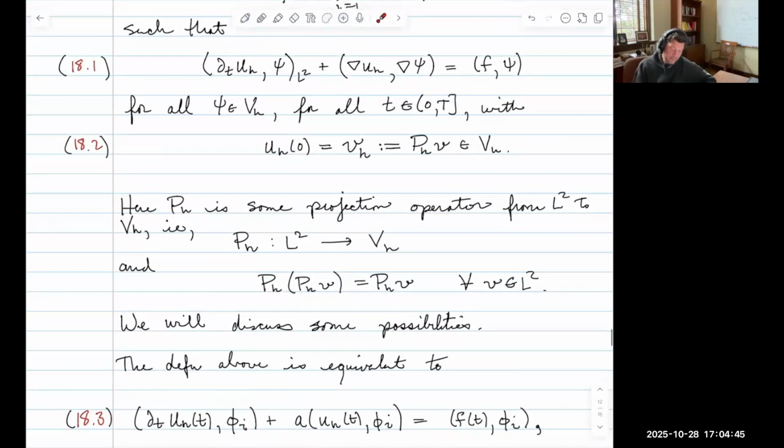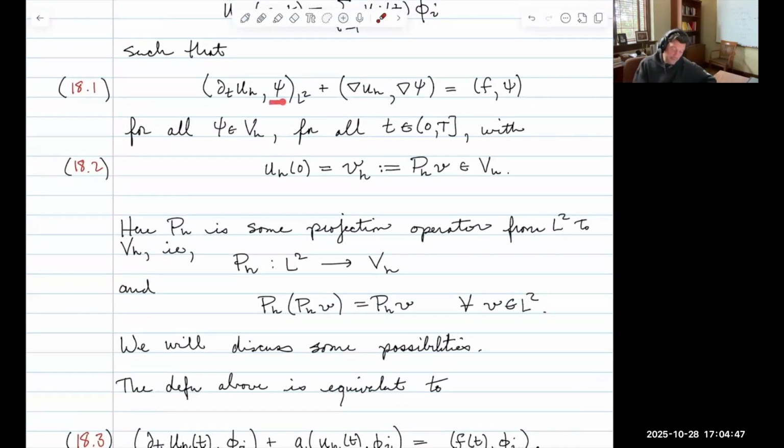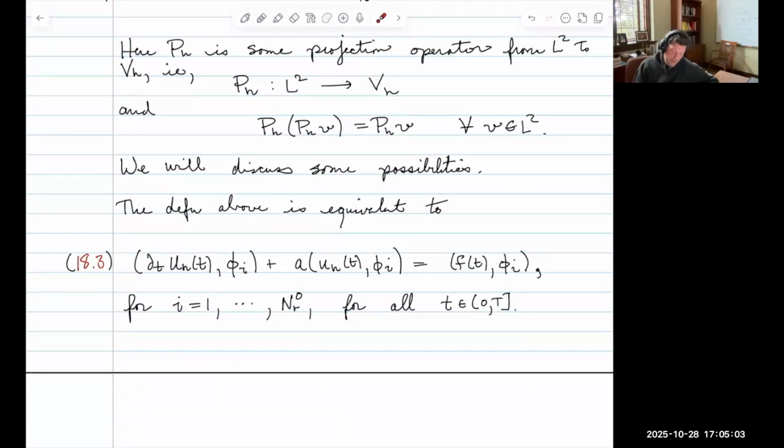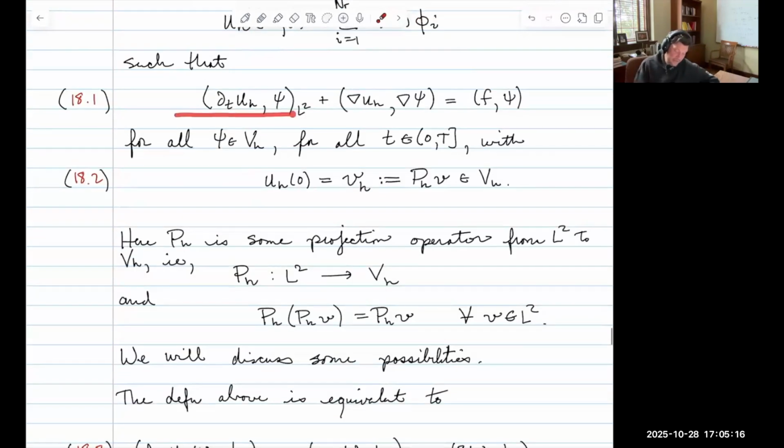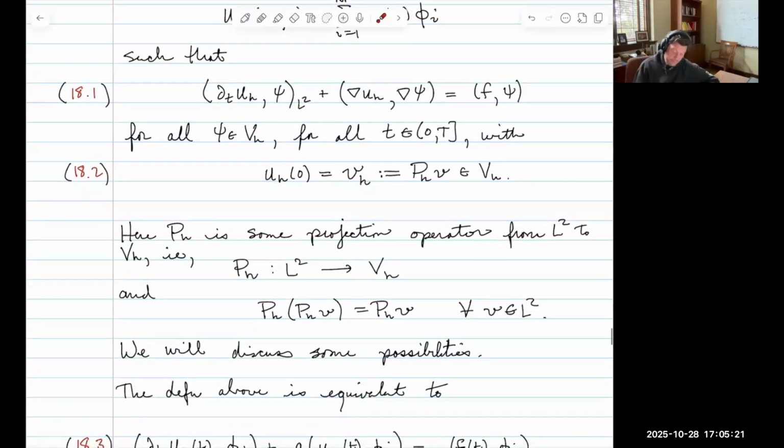Now, in the definition above, I can make a nice little replacement. Instead of using these arbitrary functions from the finite element space, I can replace them with the basis functions. So instead of having that be generic, let's just replace it with phi I for I between 1 and n r0, for all t. So this 18.3 is entirely equivalent to 18.1, and I still have to apply the initial conditions 18.2.